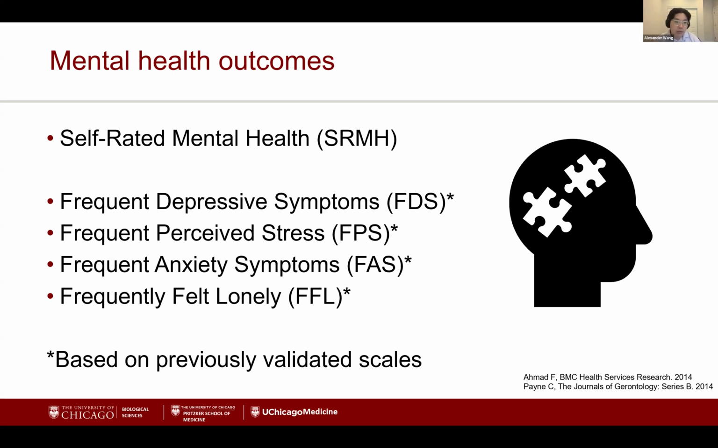The other outcomes displayed on the screen are based on previously validated tools. Frequent depressive symptoms is based on the Center for Epidemiologic Studies Depression Scale. Frequent perceived stress is based on the Perceived Stress Scale. Frequent anxiety symptoms is based on the Hospital Anxiety and Depression Scale, anxiety subscale. Frequent feelings of loneliness is based on the revised UCLA Loneliness Scale. And these are various scores, and there are cutoffs that the NSHAP people determined in order to match the epidemiologic prevalence of each of these symptom burdens within the general population.